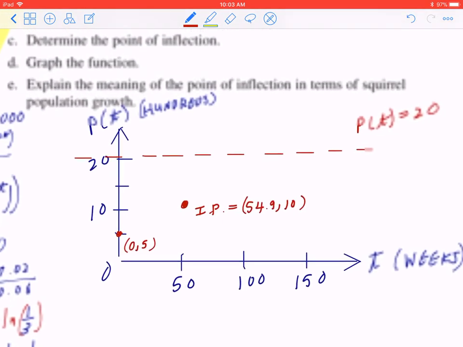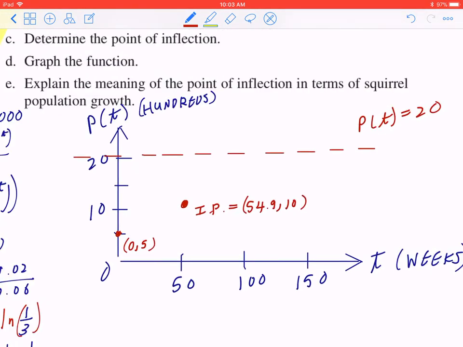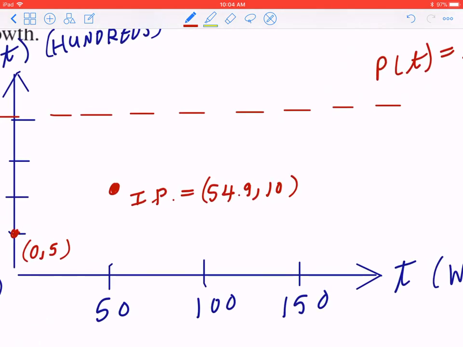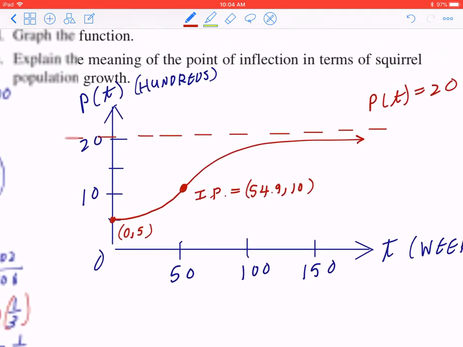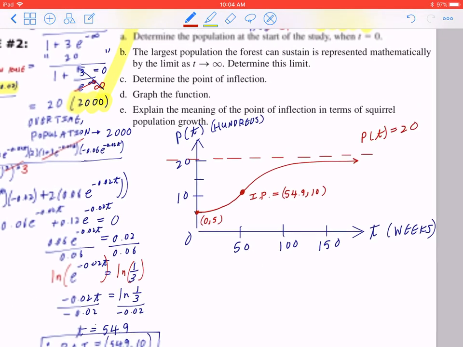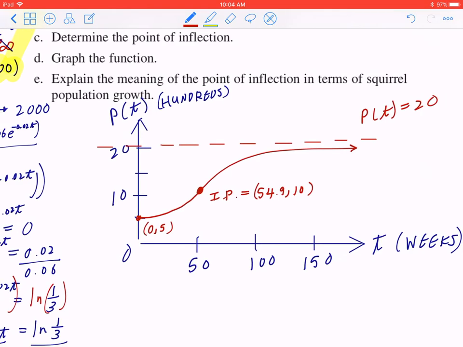Now, without doing all the increasing, decreasing, concavity work like we did with the previous topic, curve sketching, you can tell it's going to look roughly something like this. And again, think about this last part: the population's approaching 20, or really 2,000 squirrels. Now, that's the graph for part D.